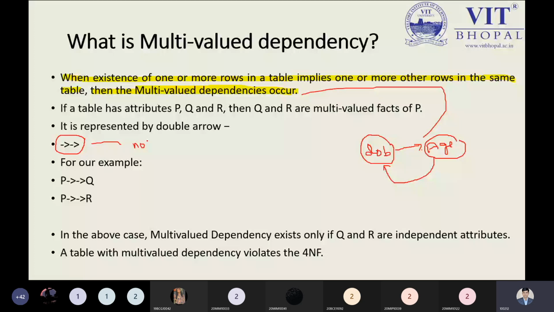So for example, P determines Q we can say using a single arrow. But we are using the double arrow, so we can say Q is multi-dependent on P, or P double determines Q. Double determinant is an appropriate term, so we can use here P double determines Q and P double determines R. You can observe here that Q and R are the multi-valued facts of P. These are the two values which follow P. That is a point you can identify here.